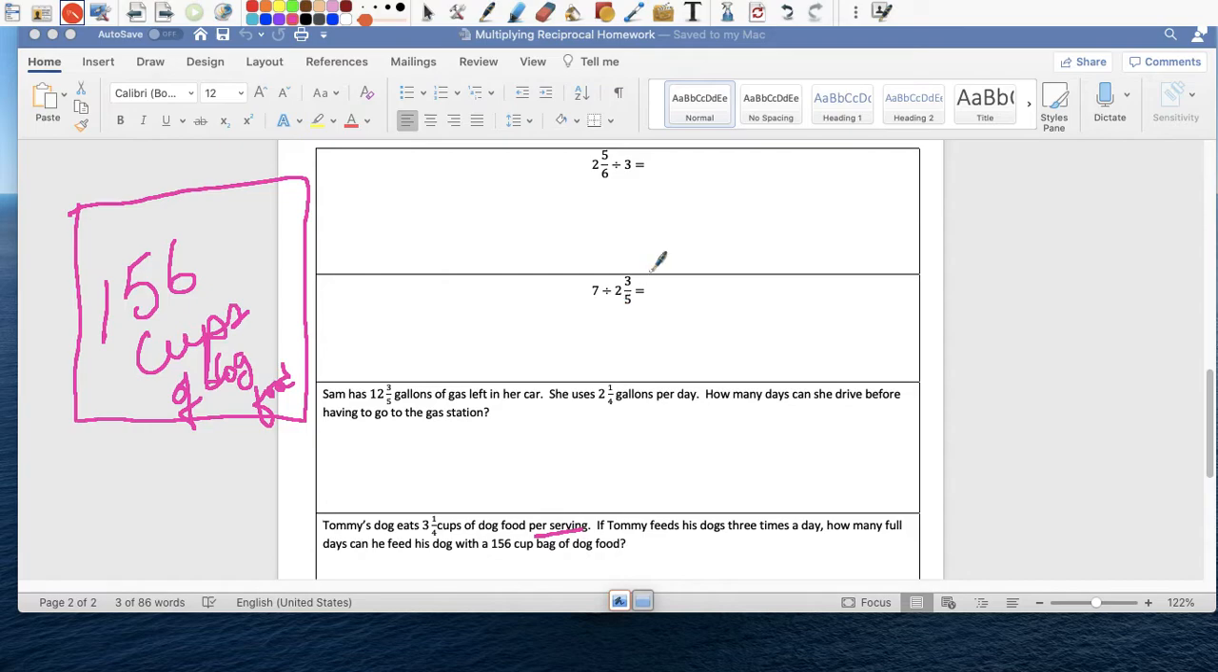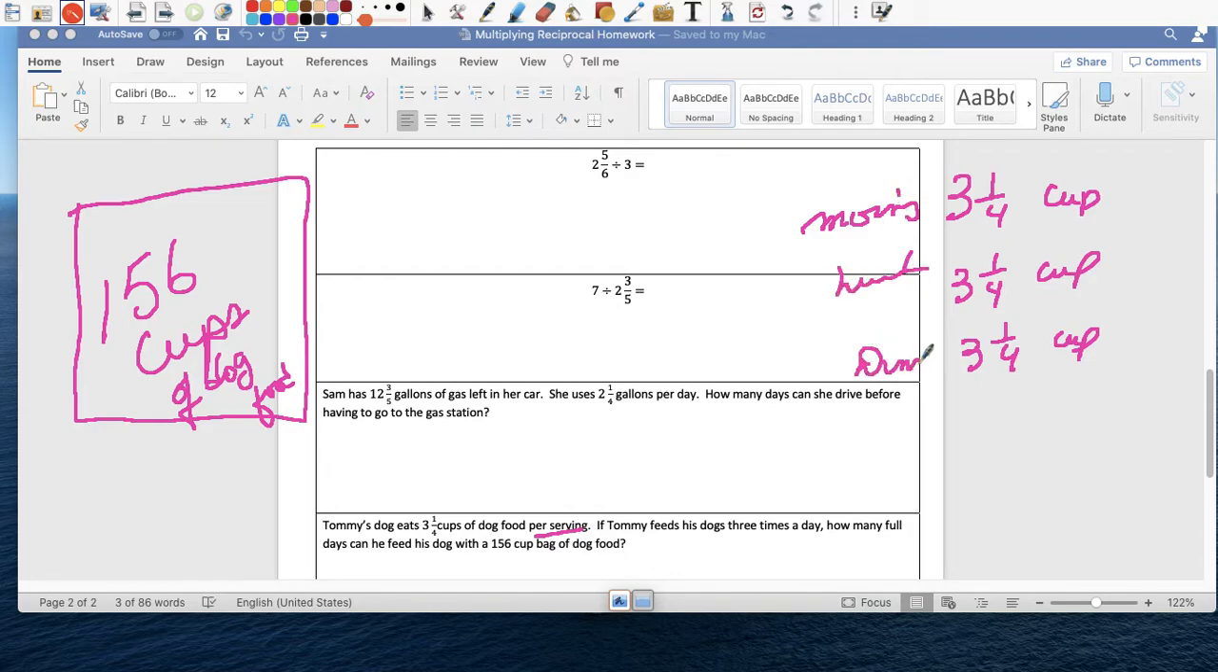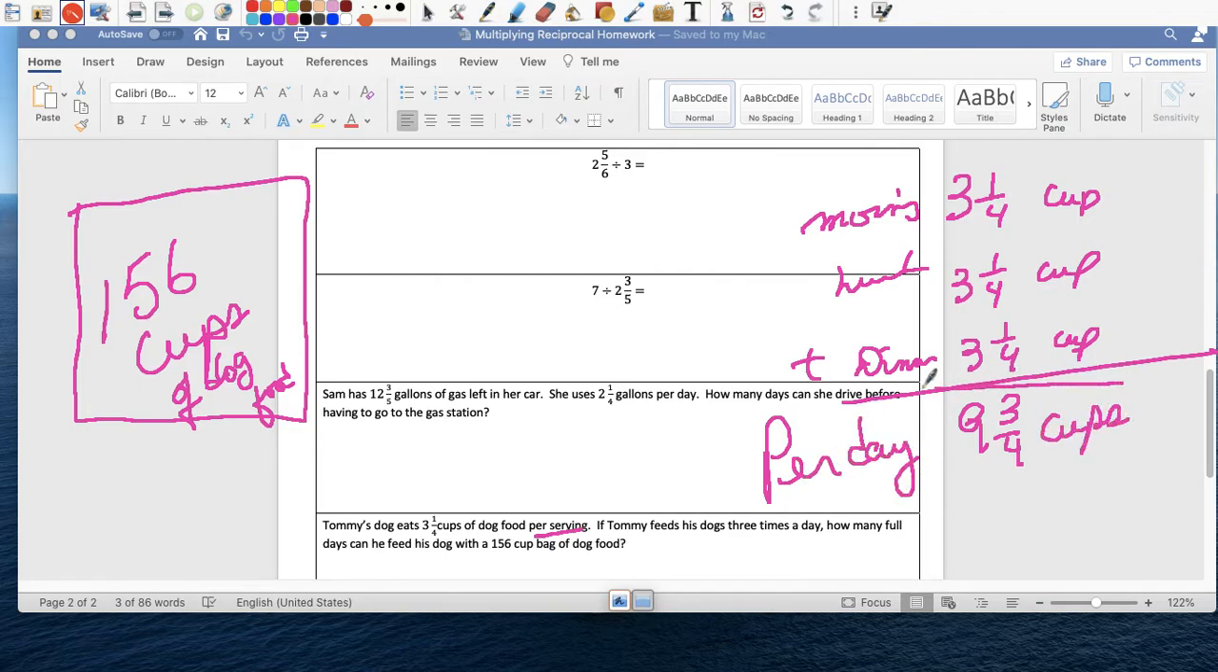Per serving. So in the morning, Tommy's dog eats 3 and 1/4 cup. And then at lunch, 3 and 1/4 cup. And then at night, I'm assuming he eats dinner, right? 3 and 1/4 cup, right? Morning, lunch, and dinner. All right, so that's how much Tommy's dog eats per day. So let's add this up. If you add this up, you're going to get 9 and 3/4. So per day, every day, Tommy's dog eats 9 and 3/4 cups per day.